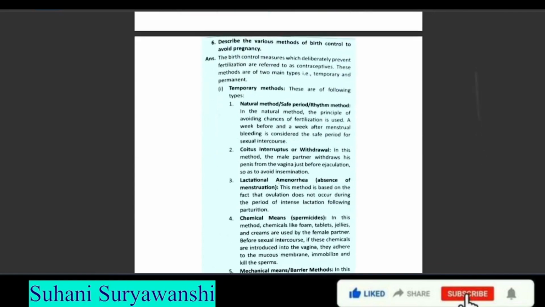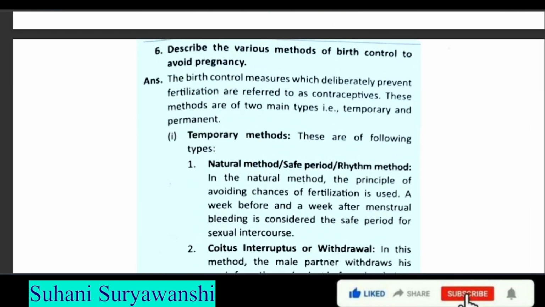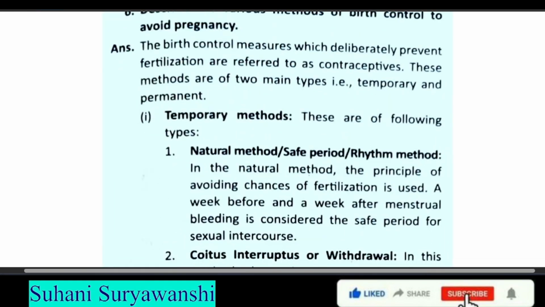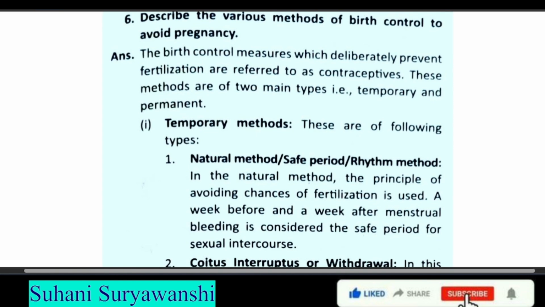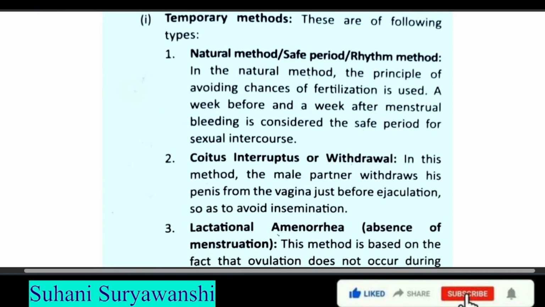Done. Next. Describe the various methods of birth control to avoid pregnancy. The birth control measures which deliberately prevent fertilization are referred to as contraceptives. These methods are of two types, temporary and permanent. Temporary methods. These are of the following types. Natural methods or safe period or rhythm method.